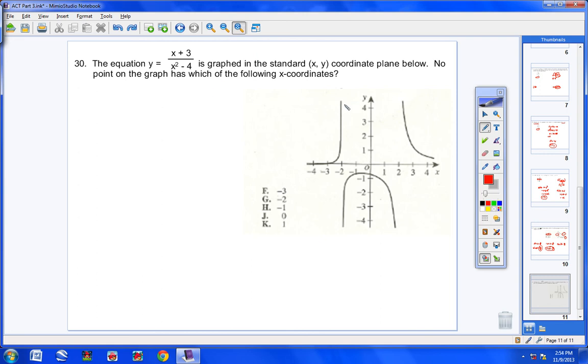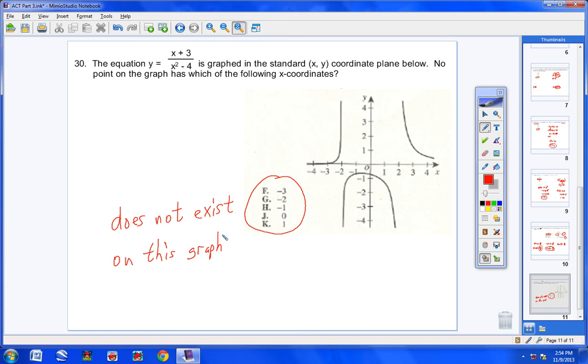Now, I hate how they've worded that, and they've probably worded it that way on purpose just to confuse you and make you think a little deeper, which is fine, but I need to interpret that for you so you understand what that means, okay? No point on the graph has which of the following x coordinates. In other words, what they're saying is which of these numbers right here does not exist on this graph? Which of these numbers here does not exist on this graph?